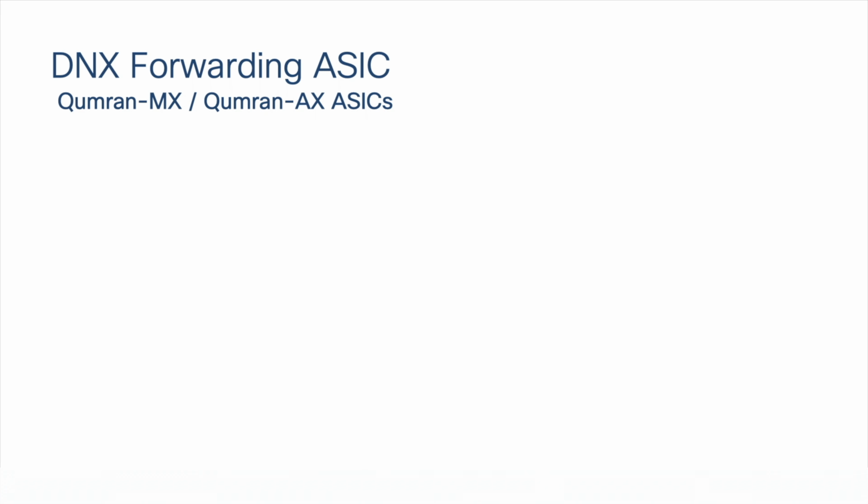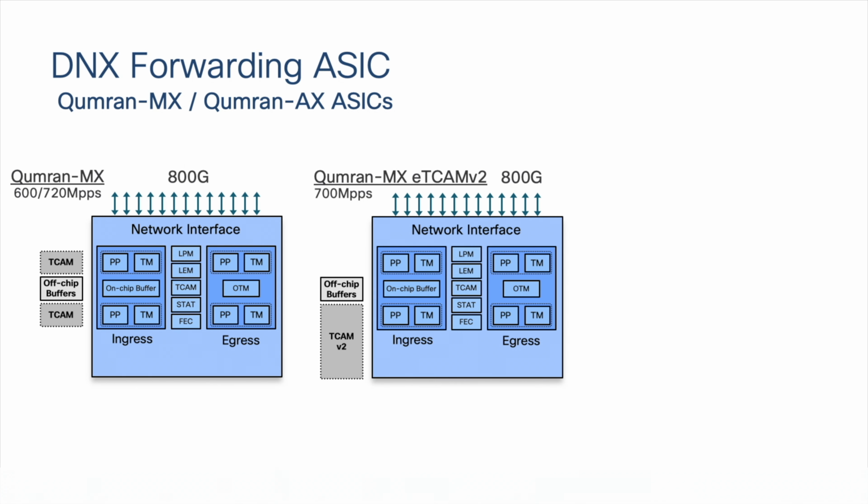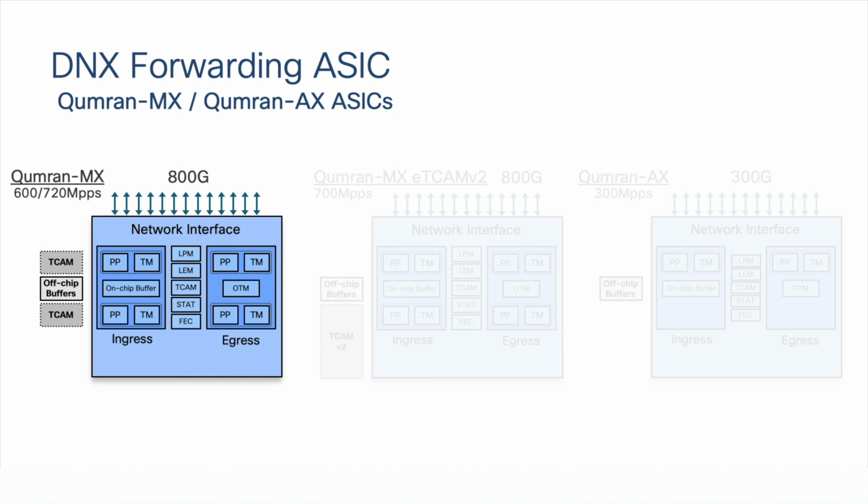For the system-on-a-chip platforms based on standalone architecture, we have different Qumran ASICs, and we are using the Qumran-MX only in the NCS 5500 family. The others are used in NCS 560 and 540 respectively. As you can see, the Qumran-MX is very comparable to the Jericho ASIC, just without the fabric links.